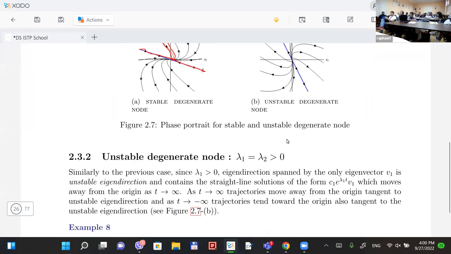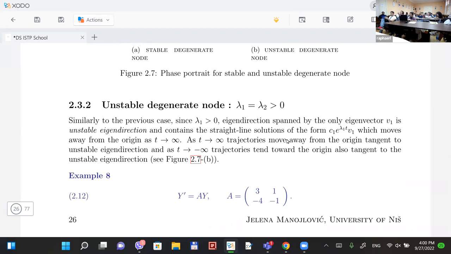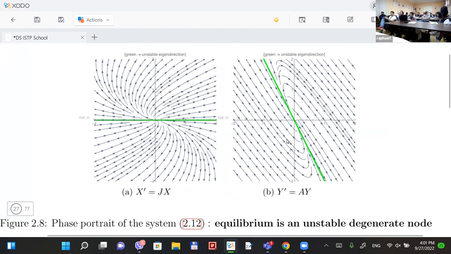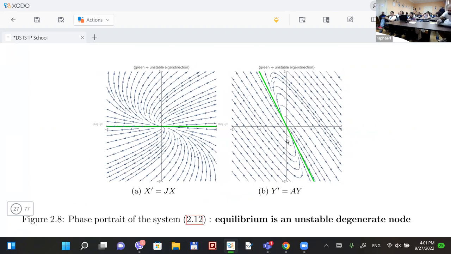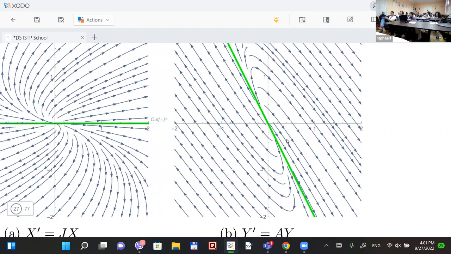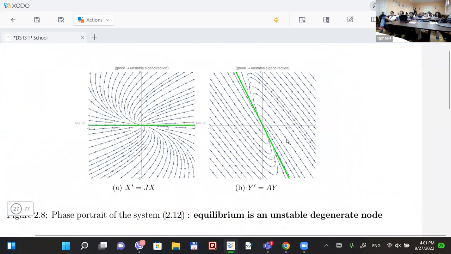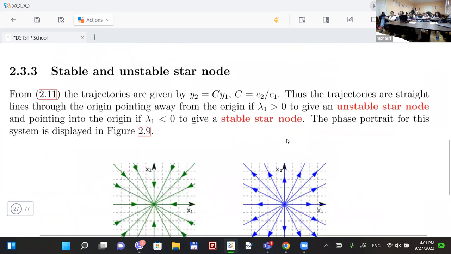The unstable degenerate node is pretty similar. The trajectories move away from the origin tangent to the unstable direction, and in backward time they tend towards the origin, also tangent to that same unstable eigendirection. Also, here you have a concrete example. I plotted an unstable degenerate node. So we are moving away here. This green line is determined by the eigendirection, and as you see, the trajectories move away tangentially from the origin along that line.